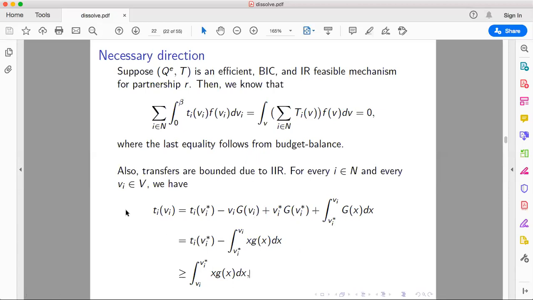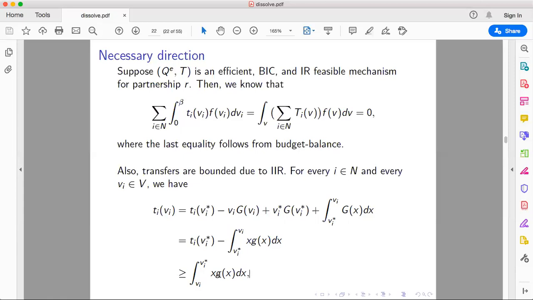Sir, for some types this bound is positive, but it can be negative as well. How to interpret that? You mean this integral can be positive or negative, right? Yes, sir. Yeah, that's true. That will be the case, that some agents will be compensated and some agents will be asked to pay. The sum of TIs will be equal to 0, but some will be receiving and some will be paying.